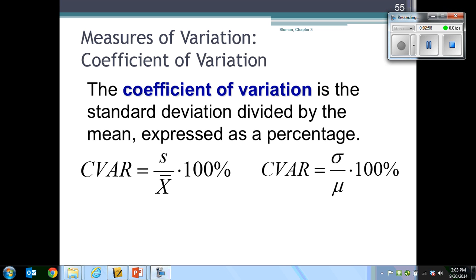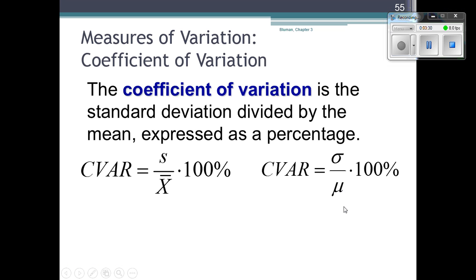So the way that we find this CVar is we take our standard deviation divided by the mean. And we have two different formulas here. They're the same formula. It's just that this one is for the sample and this one is for your population. Again, standard deviation is either the S for the sample or your lowercase sigma for population. X bar is your mean for sample. Mu is your mean for population.